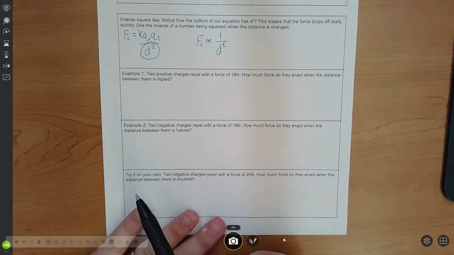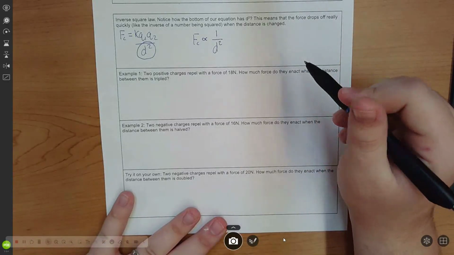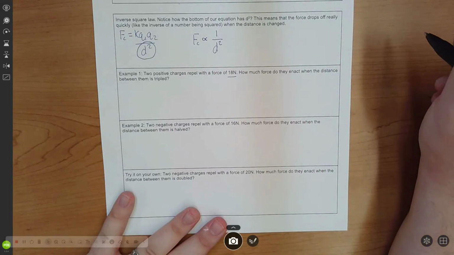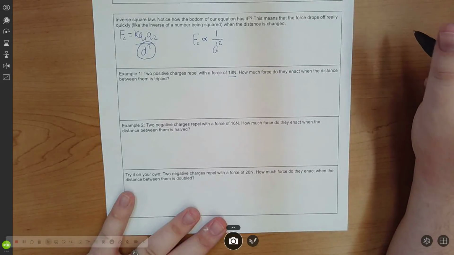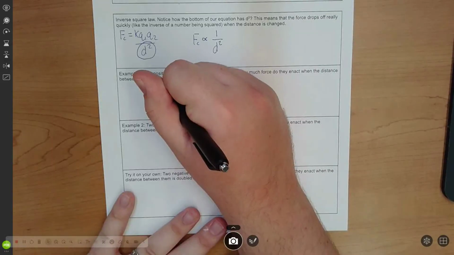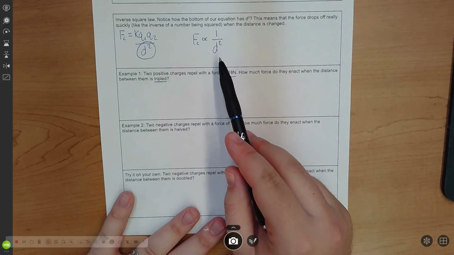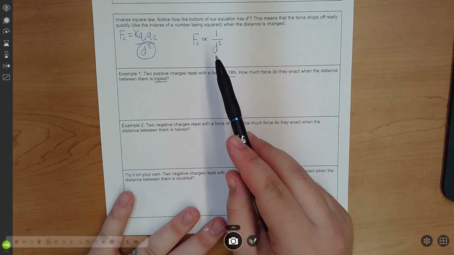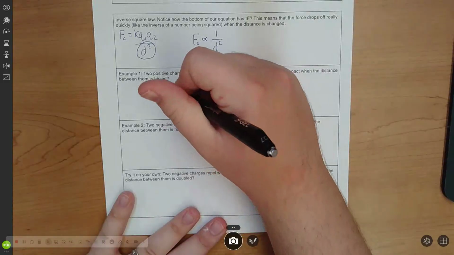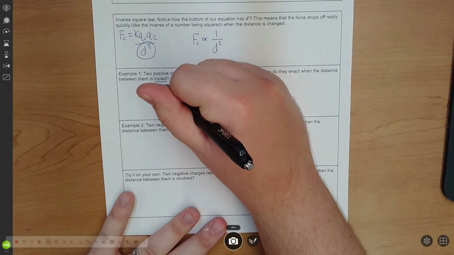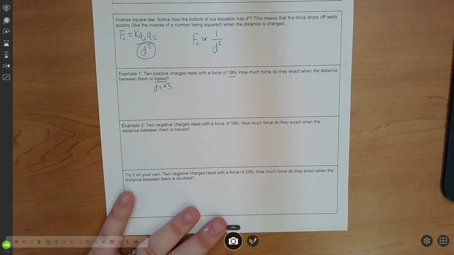So let's do example 1 together. So two positive charges repel with a force of 18 newtons. And we want to know how much force they enact when the distance between them is tripled. Okay. So when we say tripled, that means that our distance is getting multiplied by 3. So in this case, what I'm going to say for tripled is that D is equal to times 3.